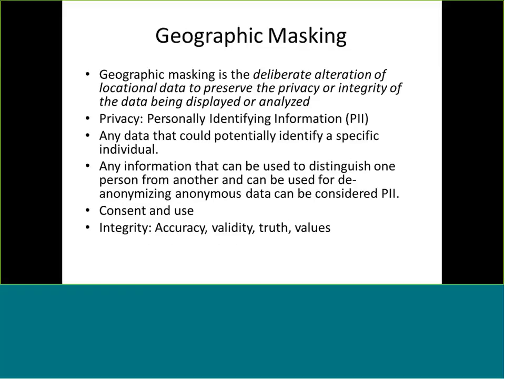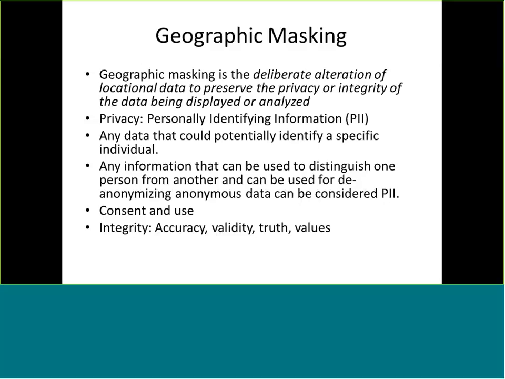So what is geographic masking? It's the deliberate alteration of locational data to preserve the privacy or integrity of the data being displayed or analyzed. And this is often identified as having 2 components. One of them is the personally identifying information.